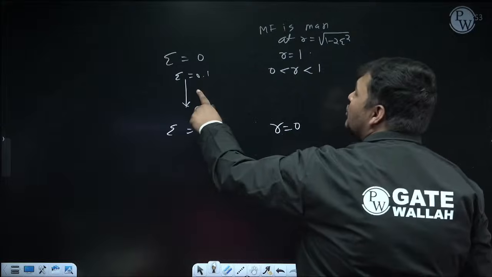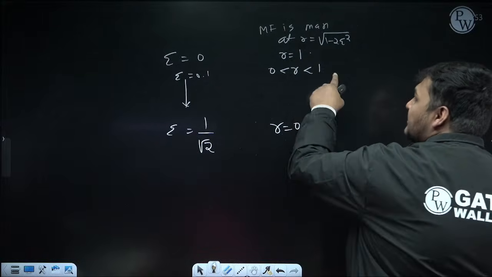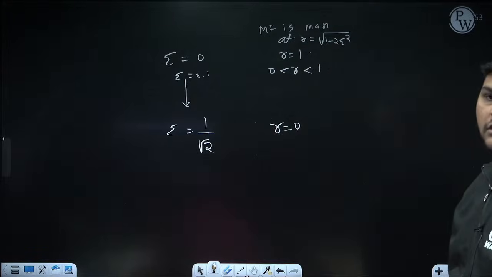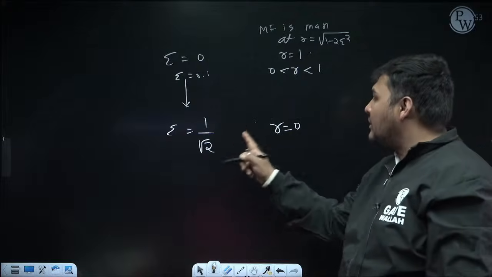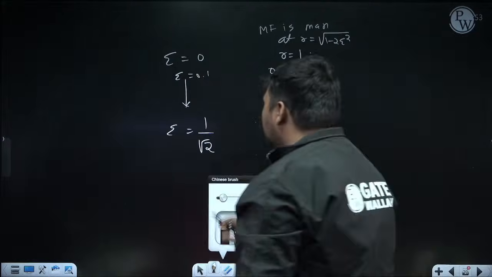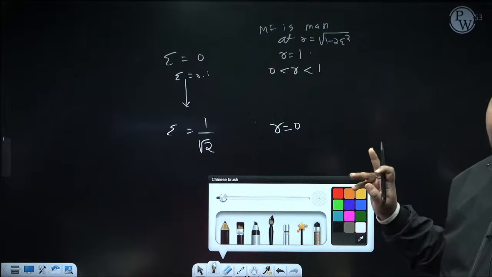Similarly, for zeta equal to 0.2, the value of R at which MF is maximum will be lesser than this, but it will be greater than 0. At zeta equal to 1 by root 2, MF will be maximum at R equal to 0. Clear? This is the first conclusion. Only understand this, and the picture will automatically come to your mind when you draw the graph.